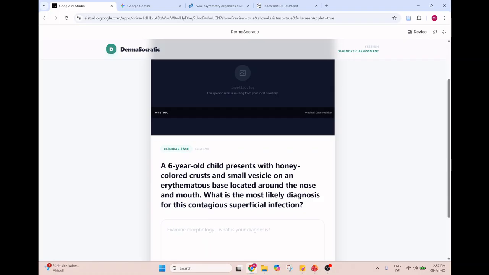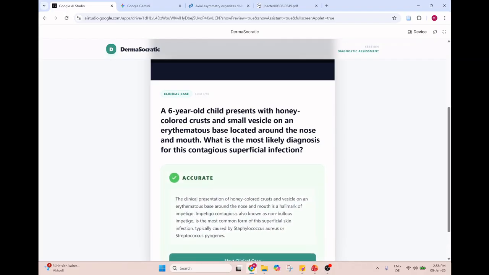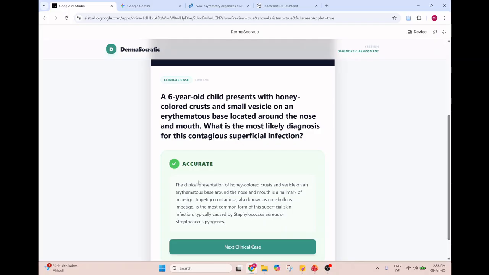So it's probably important in the specific phenotype of the Purpura fulminans, and also that maybe it is not so much a systemic process, but really these more local changes. Let's do one more question: a 6-year-old child presents with vesicles and honey-colored crusts located around the nose and mouth. Give the most likely diagnosis. All of this contagious superficial infection points toward impetigo.